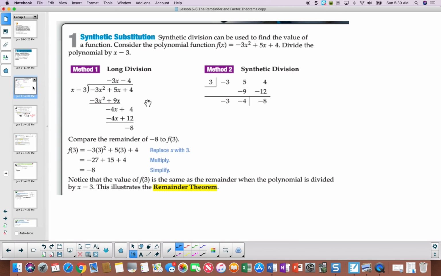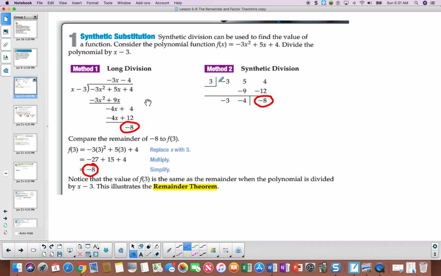Let's take a look at synthetic division. Something very surprising happens when these are both the same problem, one done with long division and one done with synthetic division. Notice they both have the same remainder, -8. Now, what the remainder theorem says is that if I put the number 3, that divisor, into the function, look at what we get. Substituting that divisor into this function gives us our remainder.